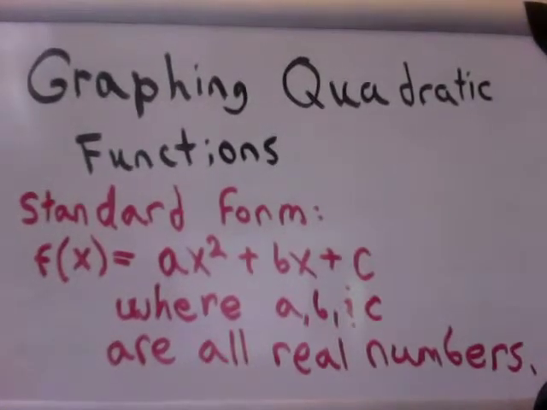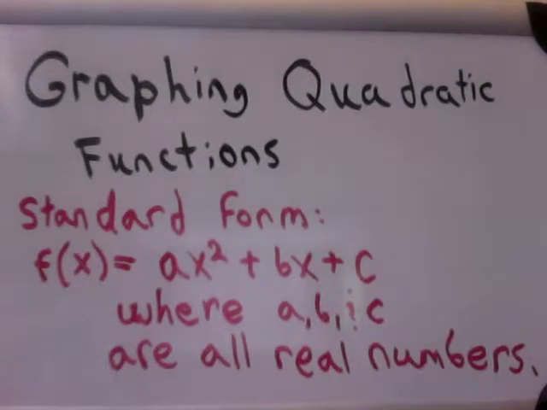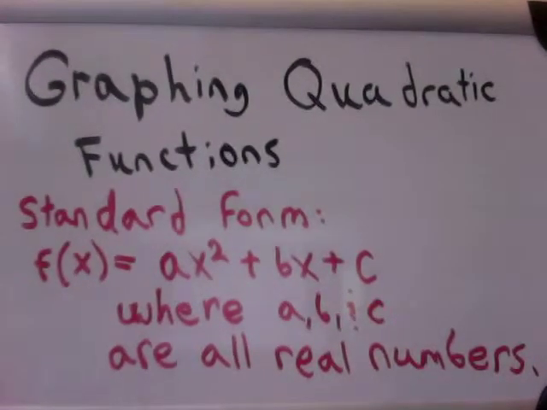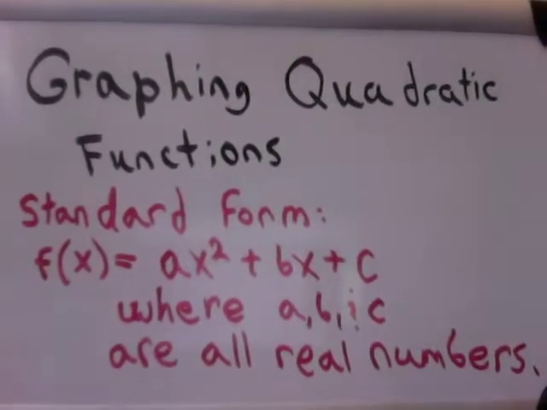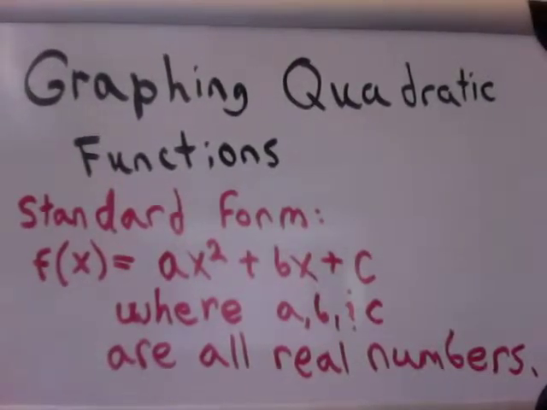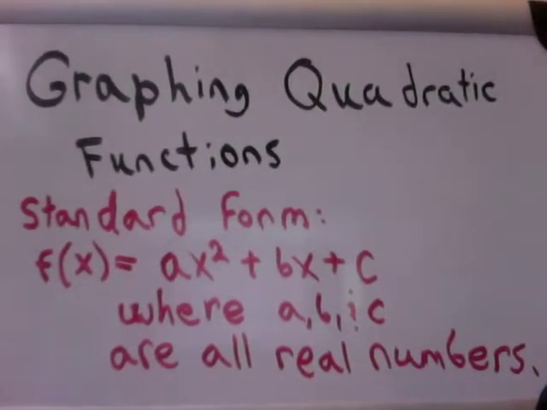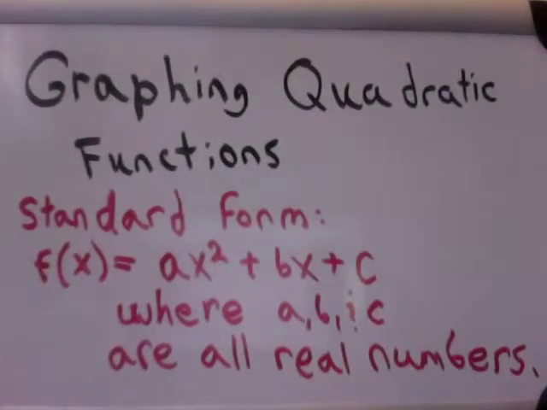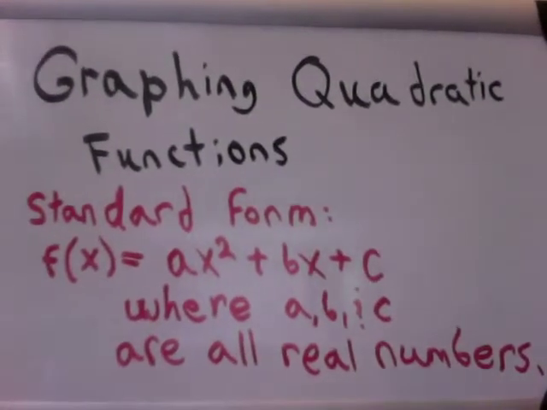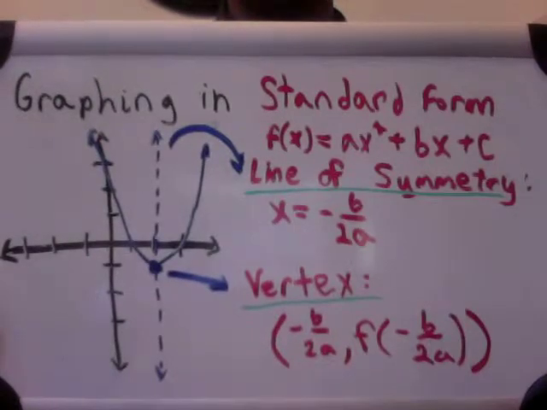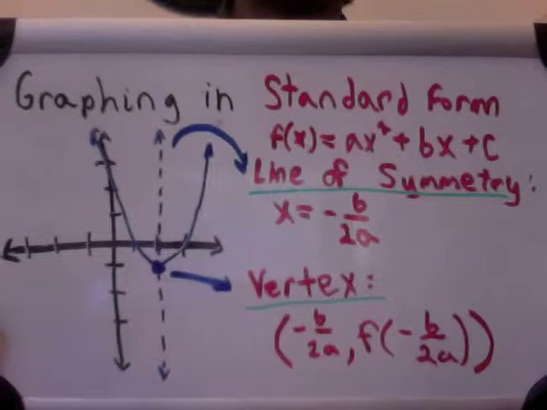In the past, we've learned how to graph quadratic functions. We've learned three forms for quadratic functions. One of them is standard form. Standard form, f of x equals ax squared plus bx plus c, where a, b, and c are all real numbers. But why do we want a quadratic function in standard form? We like quadratic functions in standard form because they're easy to graph.